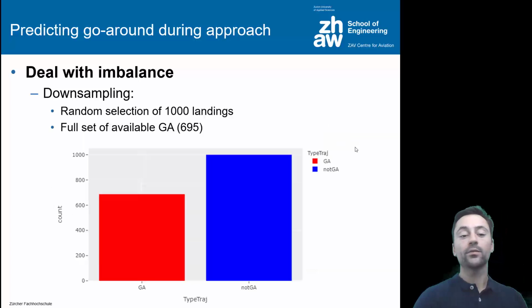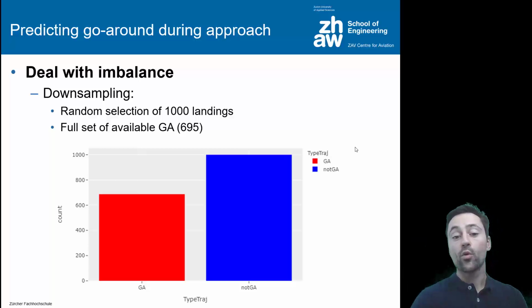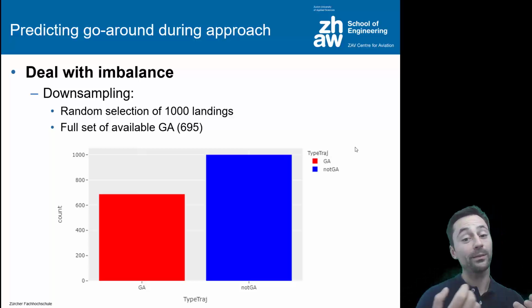So what we did to deal with this problem is that we use a classic downsampling technique. What does it mean? It means you have to undersample the majority class. Instead of taking the 250,000 landings we have seen, we just take a sample of 1,000 of them. And then we take all the go-arounds that we have, so we have 695 go-arounds. You can see now that this is much more balanced, and we have almost as many go-arounds as normal landings. This will help us a lot to predict the probability of having a go-around for an approaching airplane or not.